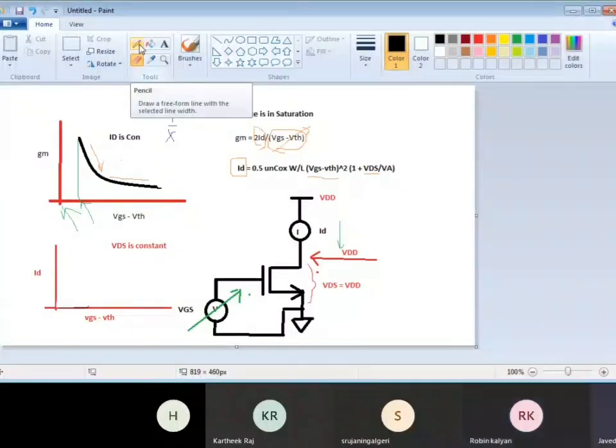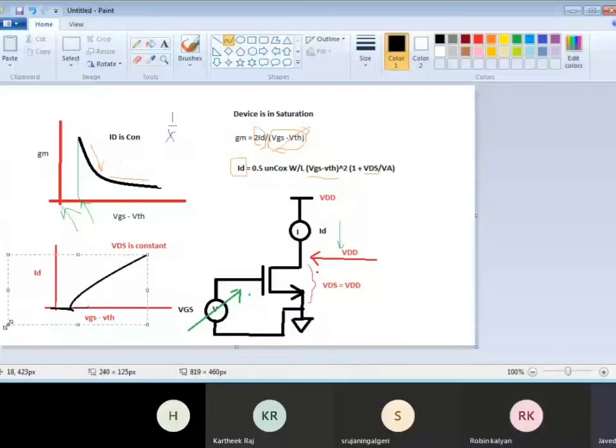How will it remain the same? You're saying the constant is present, right? So if the shape remains the same, then the shape is going to look something like this. Okay, let me first draw here. So this is how the curve will look for VGS minus VTH, or the VGS curve only.